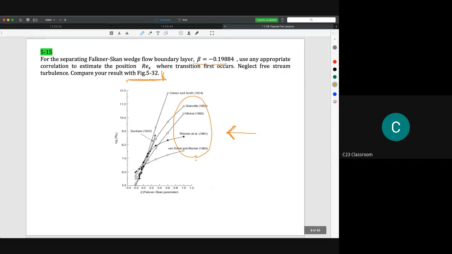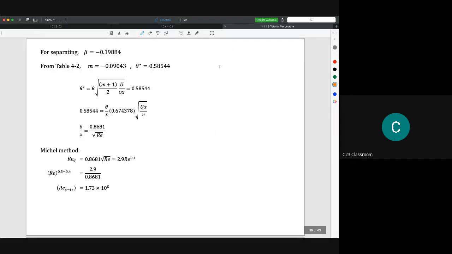So we have beta is negative 0.19884. From table 4.2, I think you could imagine we have that m is negative 0.09043 and the value of theta star is 0.58544. So we substitute into this equation, and then we equalize with this value. So we get this one, and then we solve it. We could write it as theta over x is equal to 0.8681 over square root Re_x.